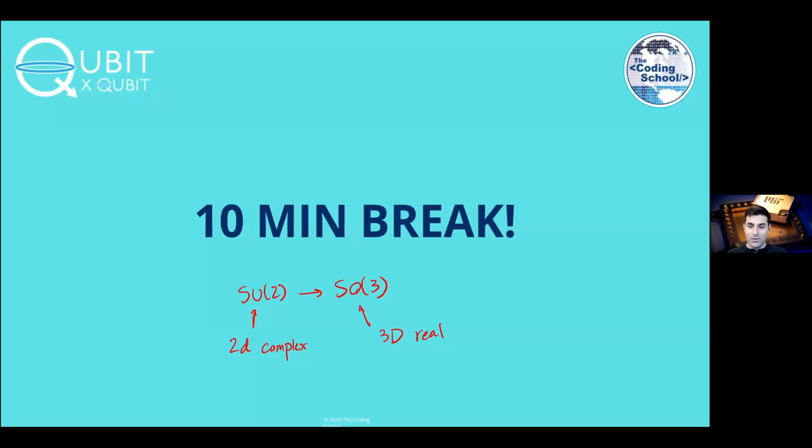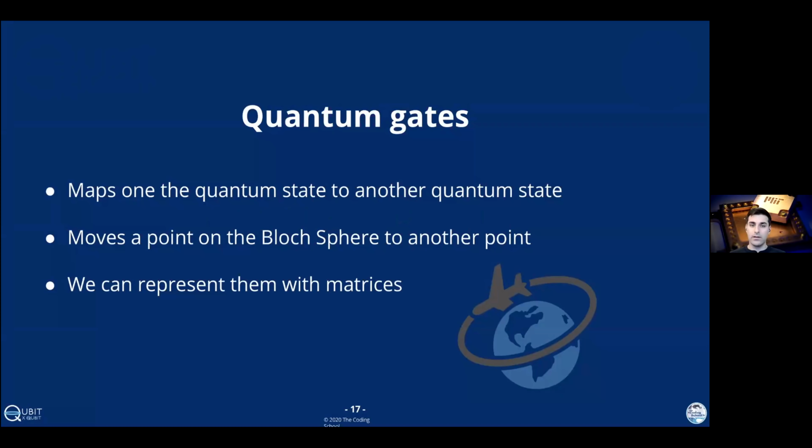Okay, with that out of the way, let's get started with the second part of our lecture. In the first part of our lecture, we talked about quantum states and how we can represent the state of a qubit as a point on the surface of something called the Bloch sphere. But now let's go back to quantum gates. As a reminder, quantum gates map one quantum state to another quantum state. In other words, you can think of them as moving your point from point A on the Bloch sphere to point B on the Bloch sphere.